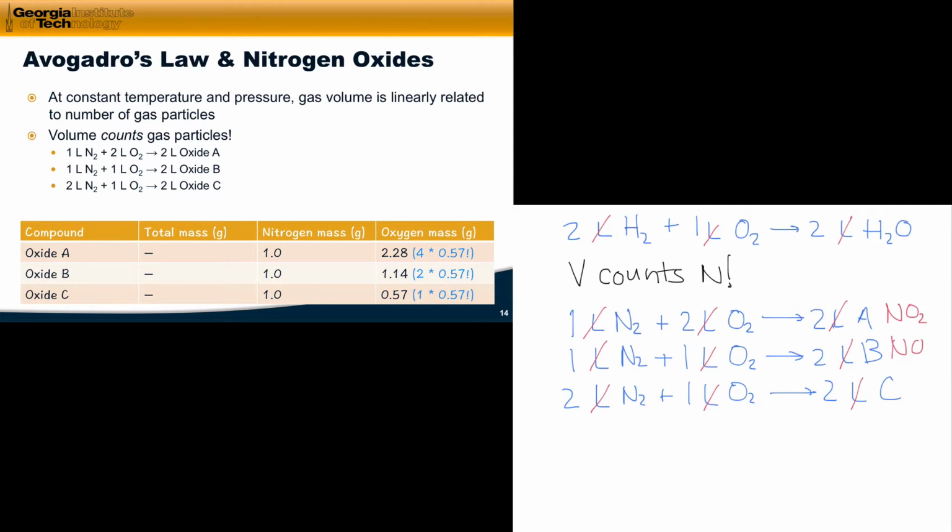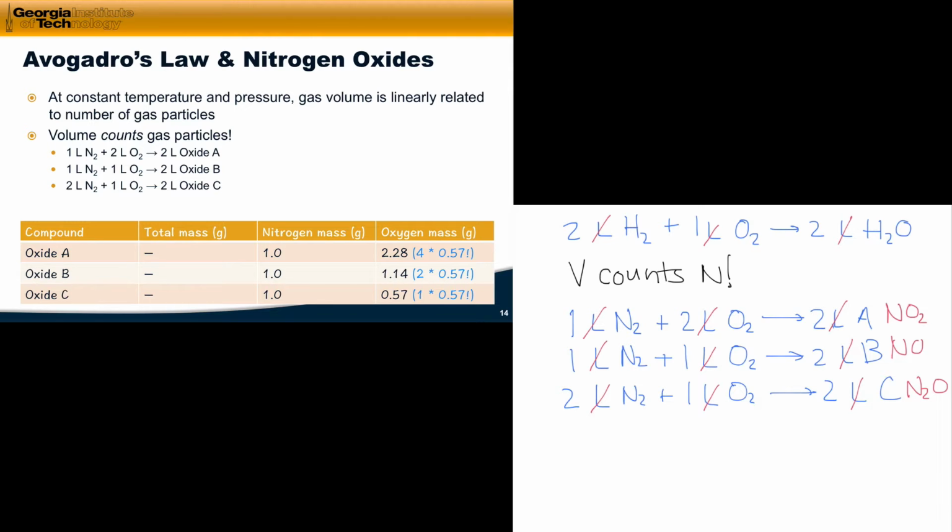And finally in oxide C, we do the same dance once again. 4 atoms of nitrogen and 2 atoms of oxygen to make 2 molecules of oxide C. So in this case now, we have 2 nitrogens per oxygen for a molecular formula of N2O.